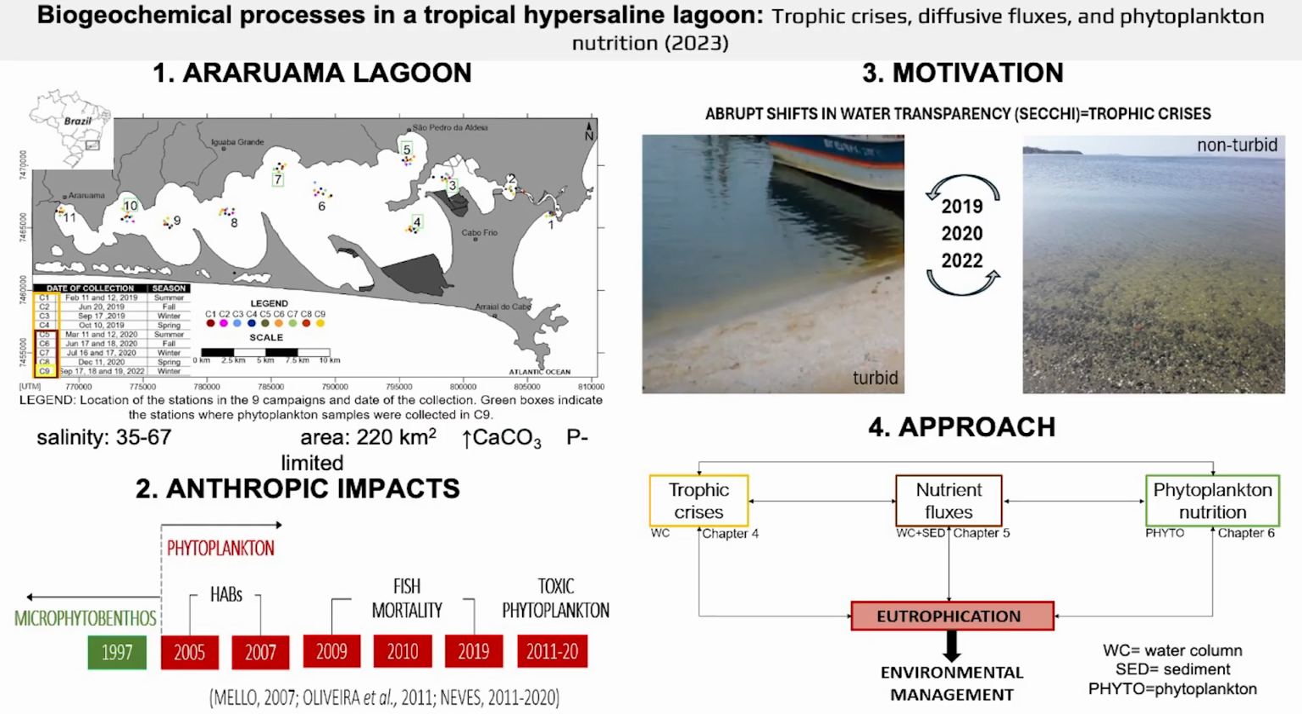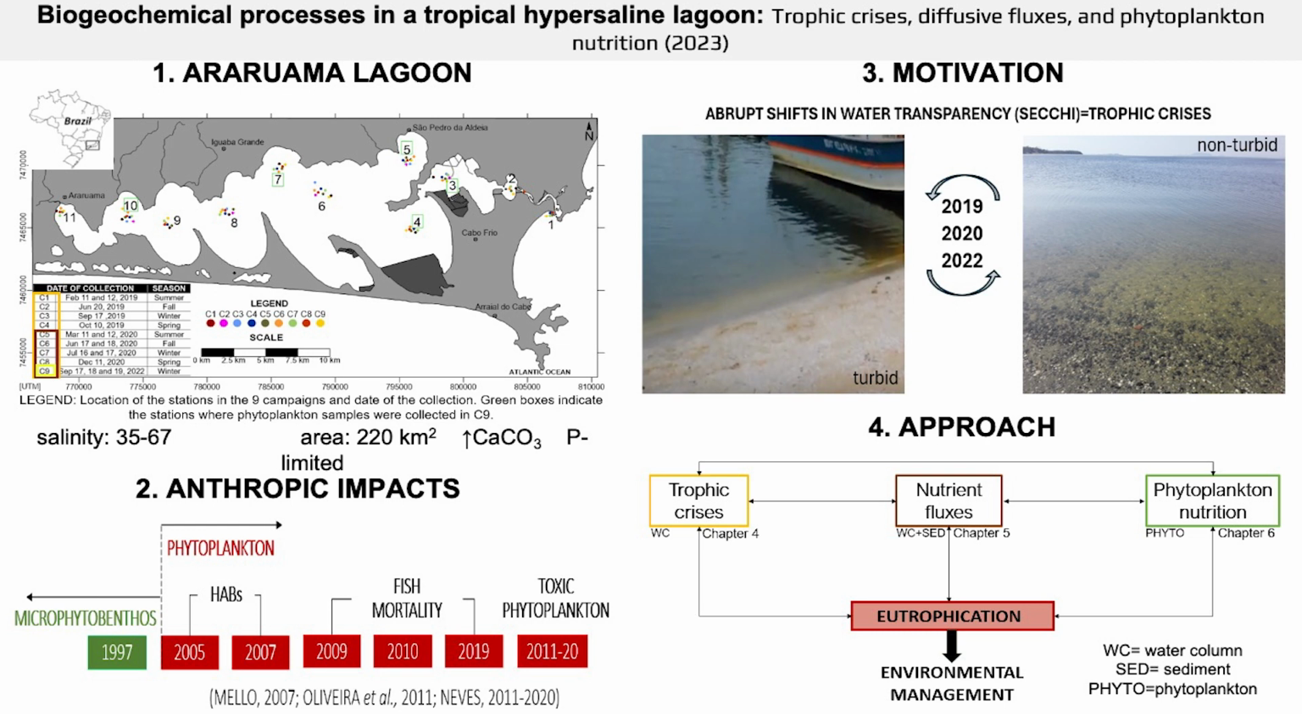Hi all, I'll present my PhD project. Araruama Lagoon is a hypersaline lagoon in the state of Rio de Janeiro. Its area is about 220 square kilometers. It presents a high concentration of carbonate and is phosphorus limited. The anthropic impacts that have occurred since the 70s have led to a change from microphytobenthic algae to phytoplanktonic production in 2005, and then a lot of negative events have occurred in the lagoon.